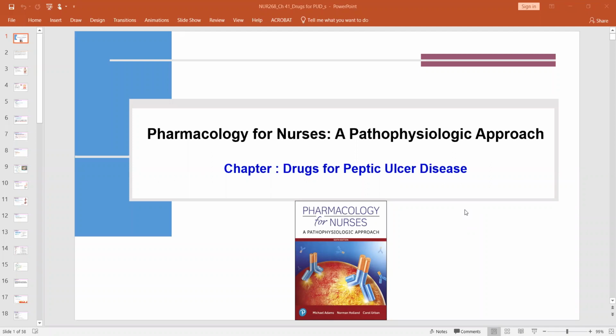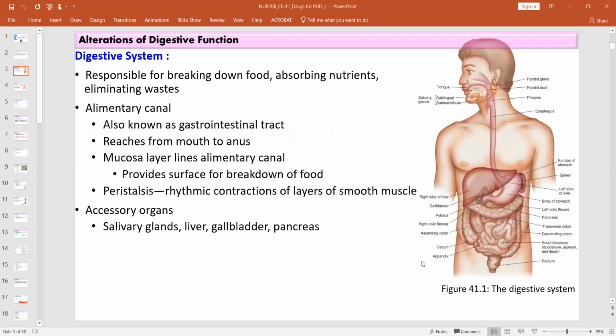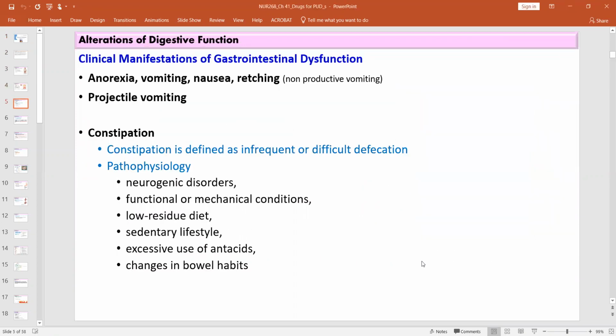Hello again. So this is chapter 41, drugs for PUD, peptic ulcer disease. The chapter starts with a few slides as a review of the GI tract, and then we'll begin with the clinical manifestations of GI tract dysfunction. So anorexia, vomiting, nausea, retching, these are the most common manifestations of GI tract disorders or diseases.